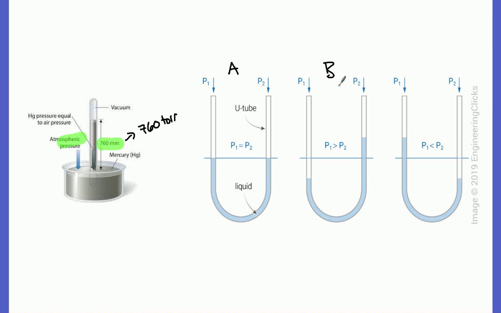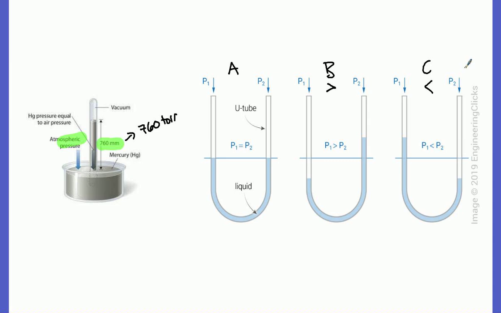In picture B, pressure 2 is different than pressure 1. Pressure 1 is pushing down harder on that liquid, causing the liquid to rise higher on the right than on the left. That means that pressure 1 is bigger than pressure 2, as it says below. In the third situation, C, pressure 2 is bigger than pressure 1.